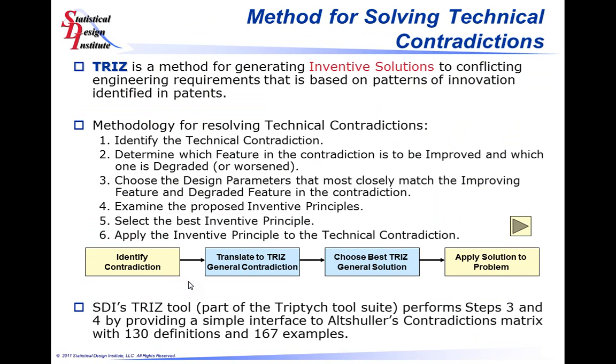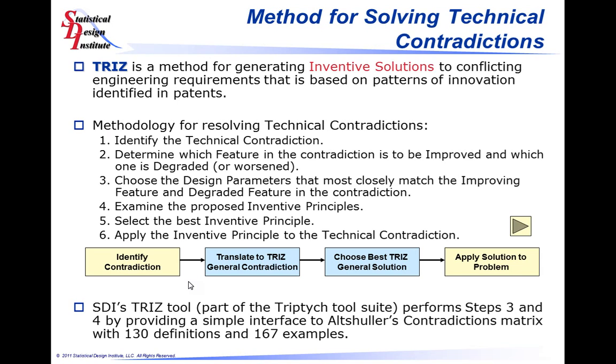TRIZ is a method for generating inventive solutions to a problem where you have conflicting engineering requirements. The TRIZ method has been developed and is based on patterns of innovation that have been identified in various patents and patent applications. The TRIZ method is based on identifying a technical contradiction for your particular problem, determining the feature in this contradiction which you're trying to improve, and the feature which leads to a degraded or worsened condition.